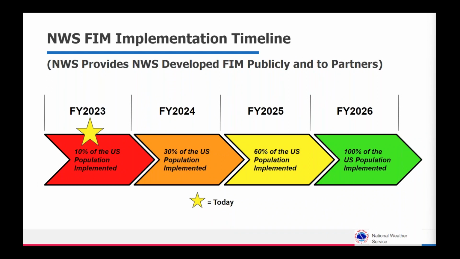Going to fiscal year 2024, an additional 20+% will be added to that. So we'll have up to 30% of the US population will have FIM available and being provided by the National Weather Service. Then going on to the end of fiscal year 25, 60% of the population will be implemented. And then by the end of fiscal year 2026, the entire United States population will be provided with flood inundation mapping.